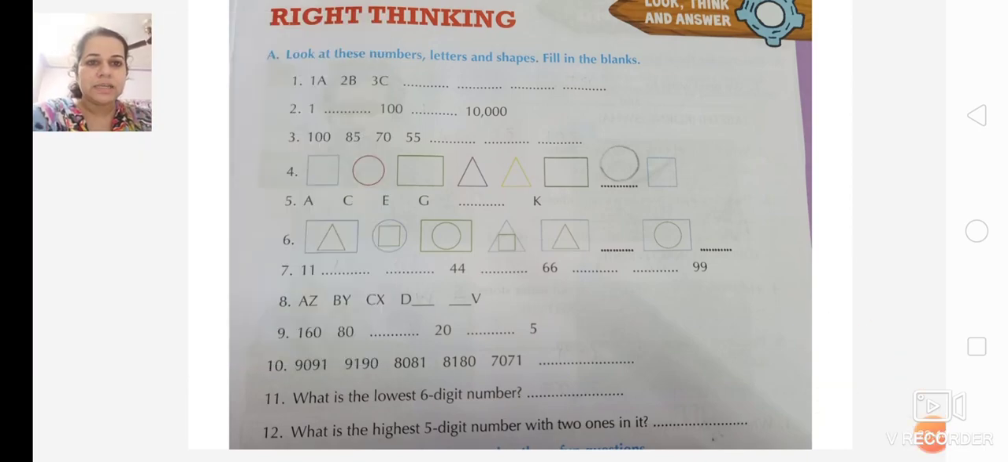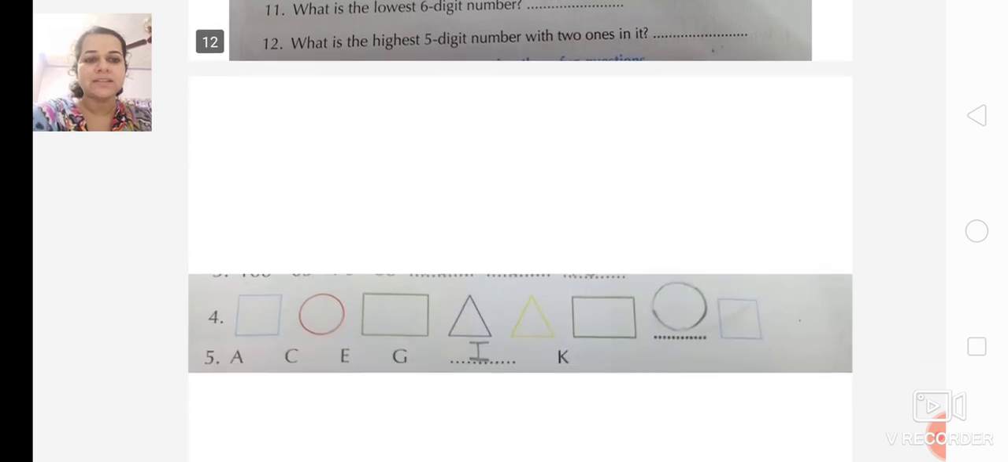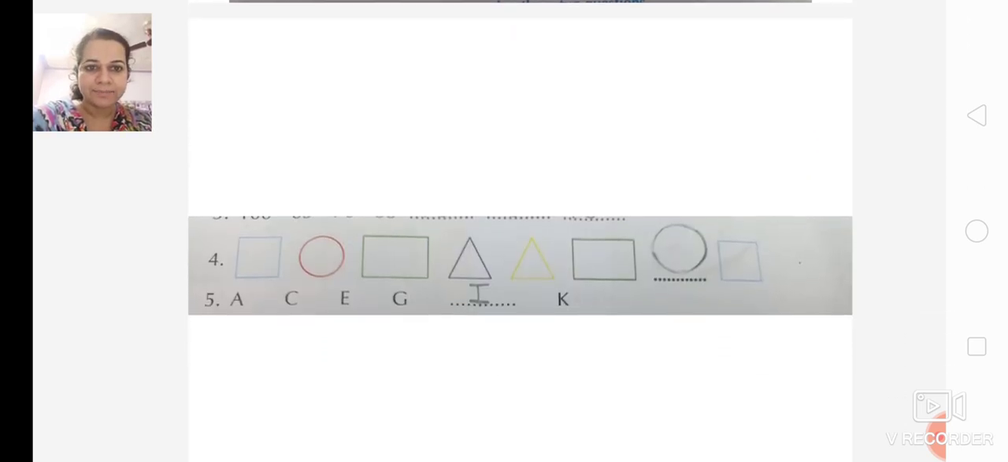I'll show you how to write the answer in the textbook. The question is A, C, E, G, blank and K. So we have found the answer, that is the alphabet I, by following the pattern method. Between A to C, C to E, E to G there is one alphabet, but between G to K there are three alphabets. So G and H will be two alphabets and J and K are two alphabets. But the answer is I because before I is two alphabets, that is G and H, and after I are two alphabets, that is J and K. So the answer is I.